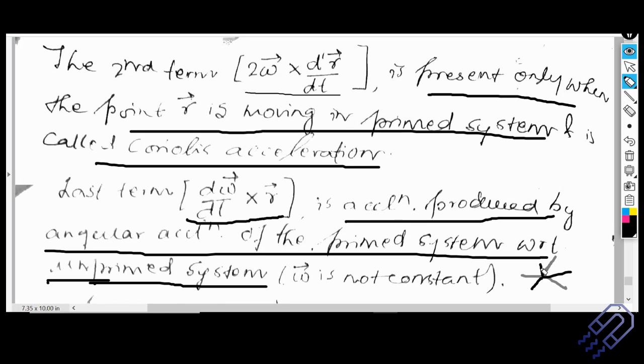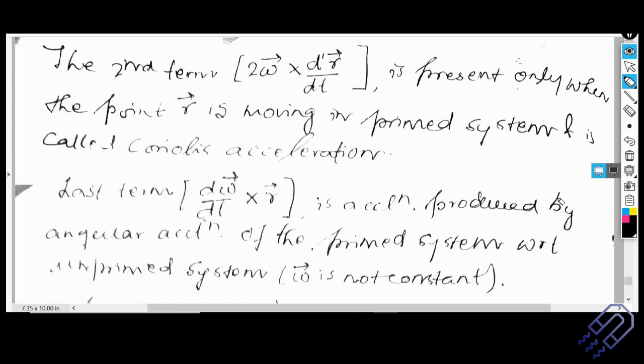So that means this prime system is also moving with respect to the unprimed system. If the acceleration is not there, that means if the velocity is constant, then of course that term is not there. But if the velocity is not constant and it is accelerating, then this term comes into the picture. This is the reason that we have the fourth term. So this is exactly where we stop. But it is important to understand that there are four terms of acceleration.